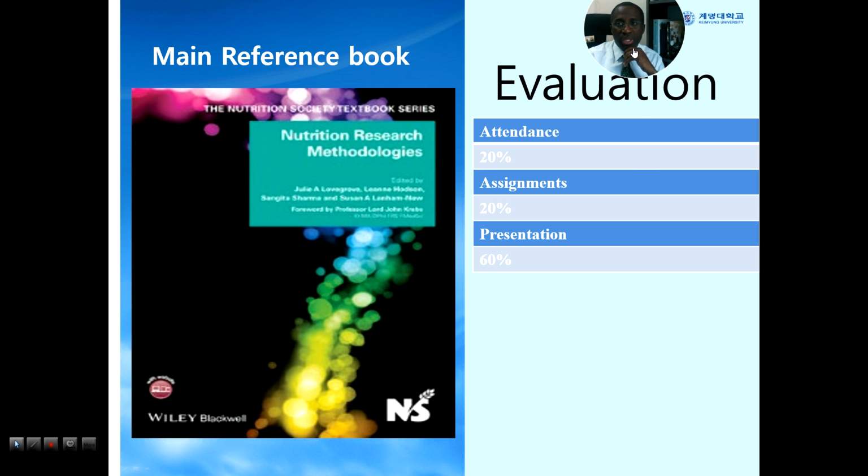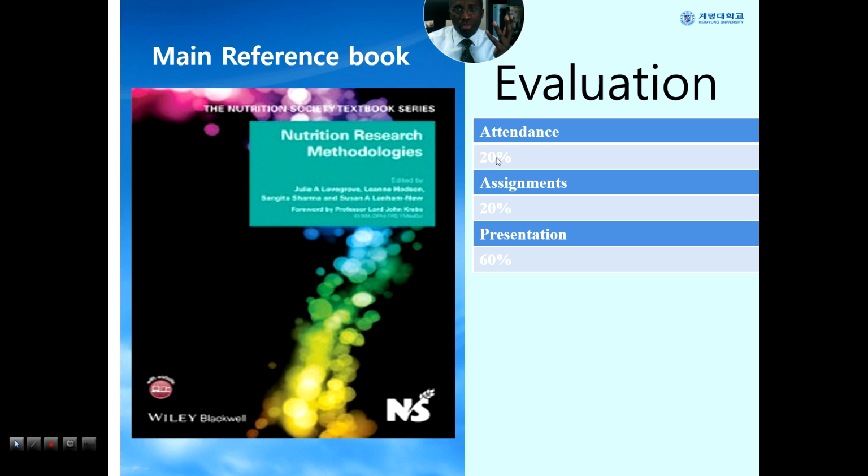For the evaluation system, attendance is a lot of points, 20%. The assignments are 20%. Like I mentioned, the assignments will be related to abstract writing, just a summary of what you read. For the presentation, we will have only one. I used to ask for 2 or 3 presentations, but this time we only have one, worth 60% of your final grade. So it's very important that you prepare it. I will give more details on the next slide.